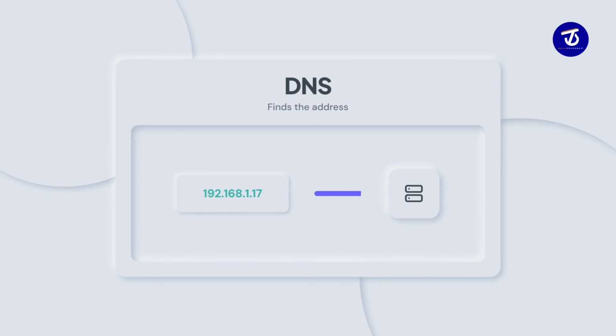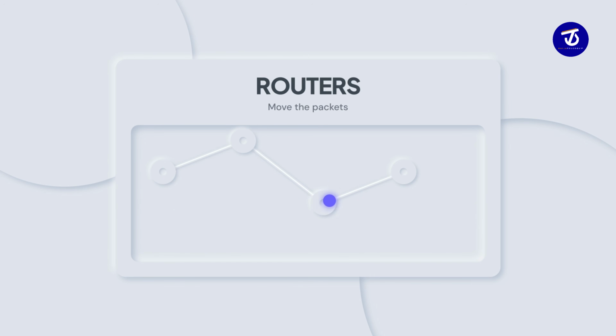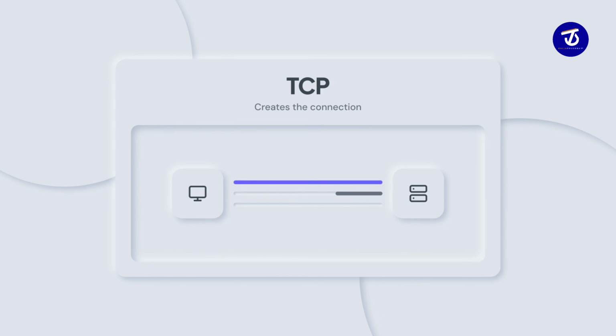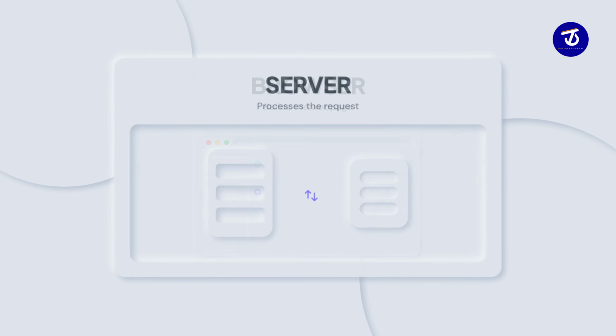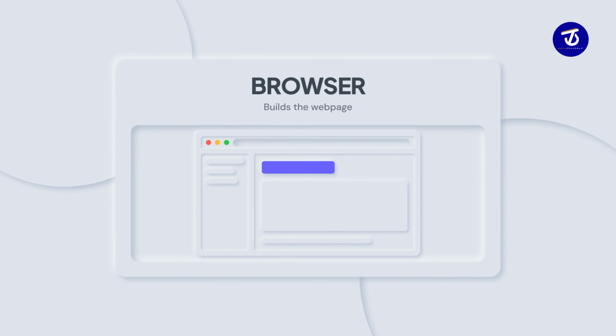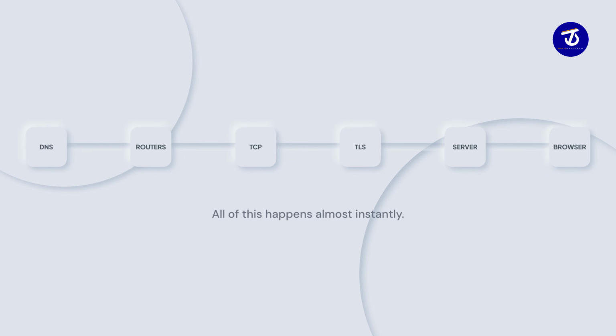So what do we learn? Let's make a quick summary. The DNS finds the address, the router moves the packets, the TCP creates the connection, the TLS protects it, the server processes the request, and the browser forms the web page on your screen. And this happens almost instantly. Now you understand what happens when you type a URL and press enter on your browser.